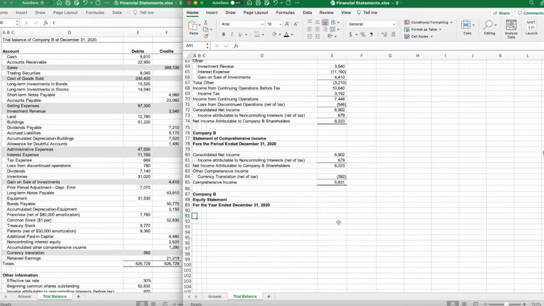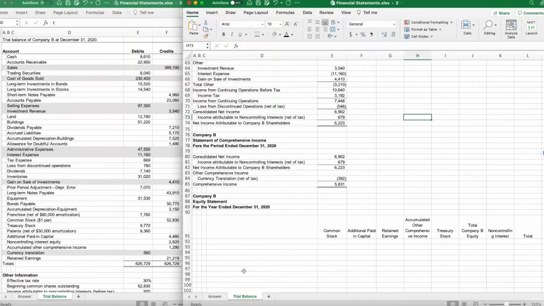So typical ordering for these, we're going to start with common stock, additional paid-in capital in excess of par. Common stock is reported at par. Next, you typically do retained earnings. Then you do accumulated other comprehensive income. Then we'll do treasury stock. Then we're actually going to put a total column in here. Total company B equity. And then we will separately break out non-controlling interest and give us essentially a consolidated total. There's all of our accounts.